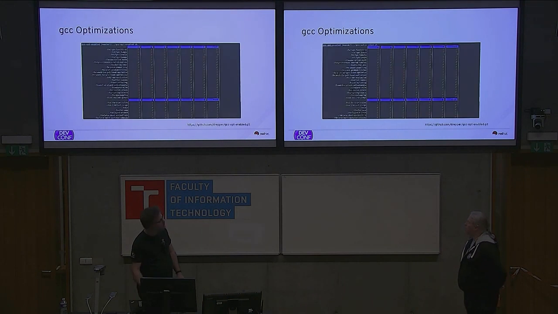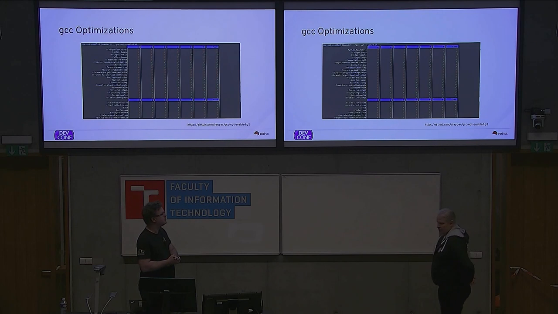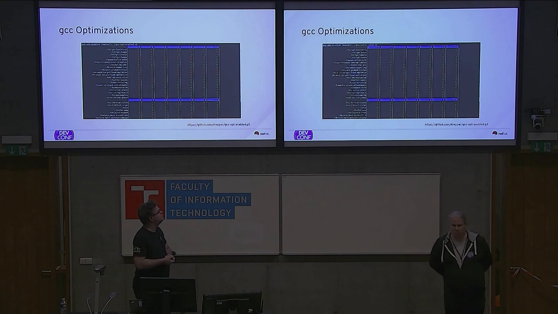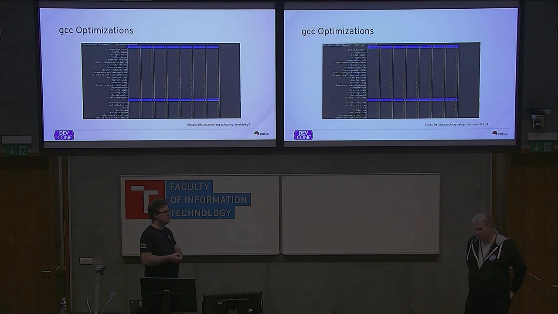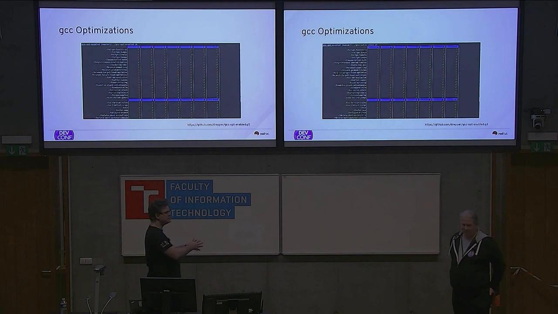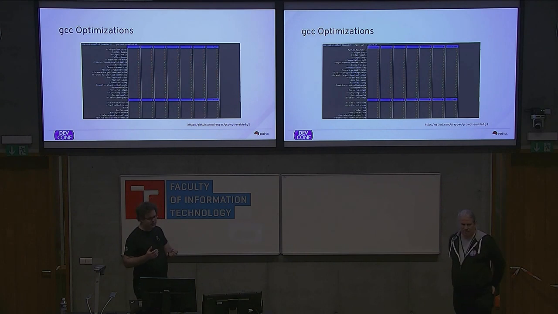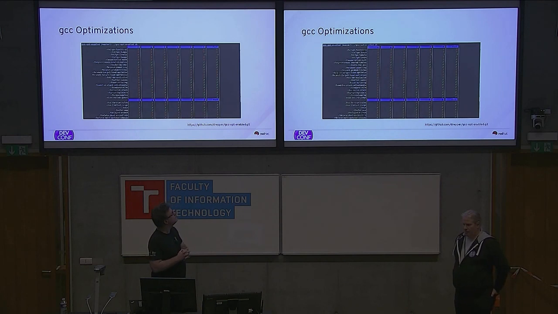So GCC has over 100 optimization passes, and some of the optimization passes do multiple optimizations as well. And it has also hundreds of optimization options. There is unfortunately no one-to-one mapping between the options and the passes. While we have some infrastructure where, for instance, the minus O level options enable some optimization options and disable others.